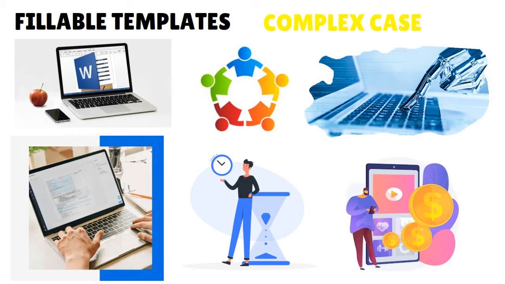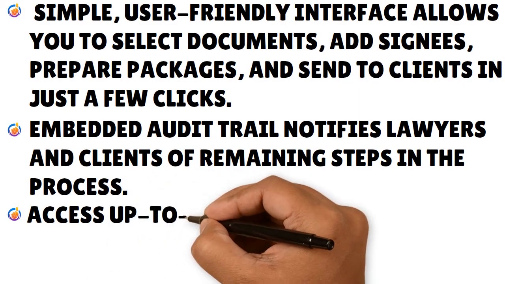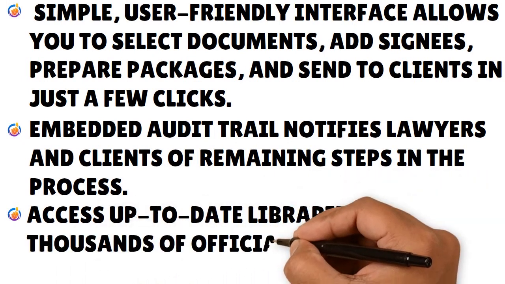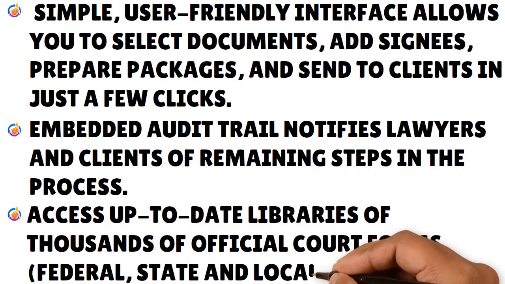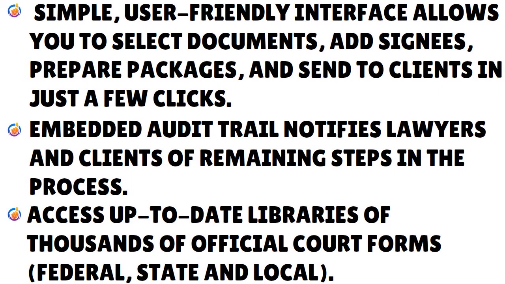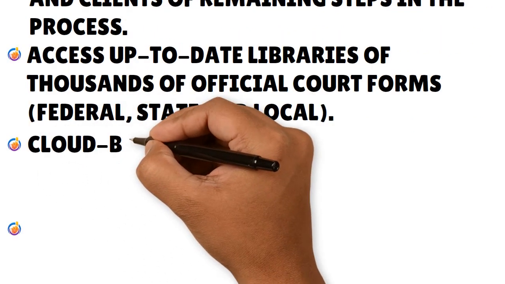So you are able to complete court forms faster and more accurately. This is kind of cool. For example, you can access up-to-date libraries of thousands of official court forms, not only at the federal level, but also at the state and local level. This is really cool in terms of granularity, in terms of depth and breadth of the research.